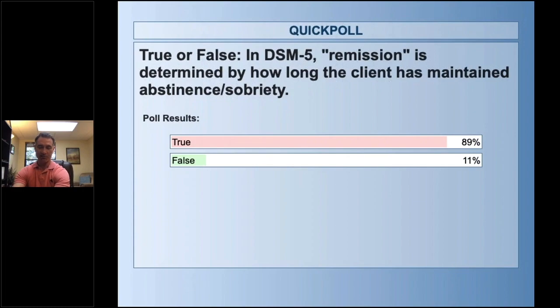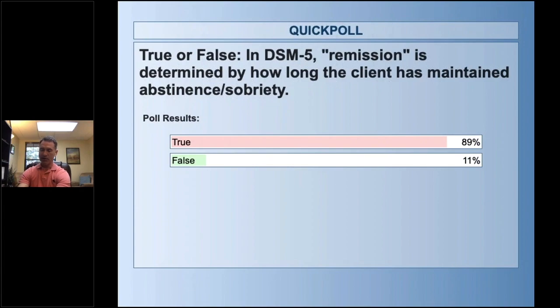That's why I launched this polling question, because it's often answered incorrectly by clinicians. Literally, remission is not determined by when the client last used a substance in the DSM-5. So that 11% of you would be right. Here's what the DSM does say we use to determine remission.